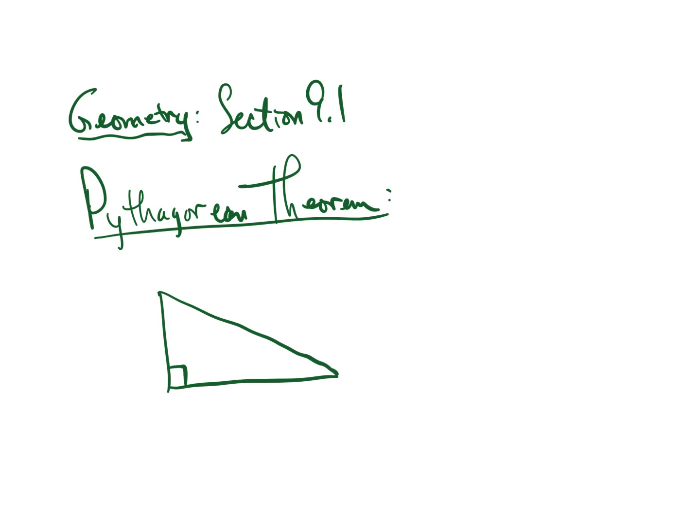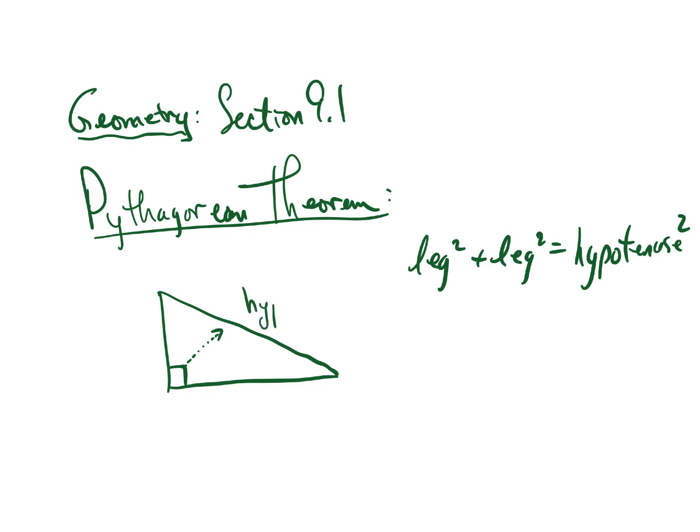always know that the leg squared plus the other leg squared is equal to the hypotenuse squared. Where, if you don't remember, the side directly across from the 90-degree angle of a right triangle is called the hypotenuse, and the two sides that make up the 90-degree angle are each called a leg. All right? Now, normally we don't write out leg squared plus leg squared equals hypotenuse squared.